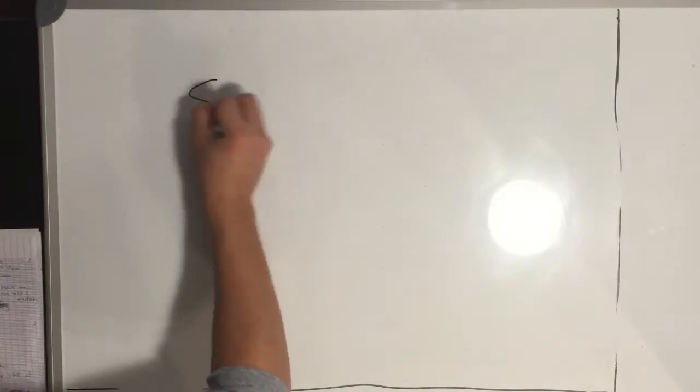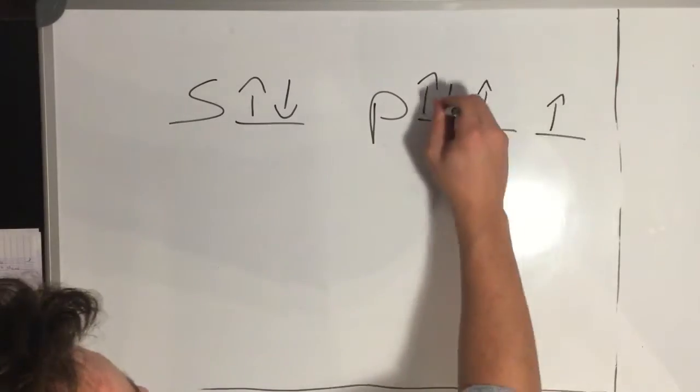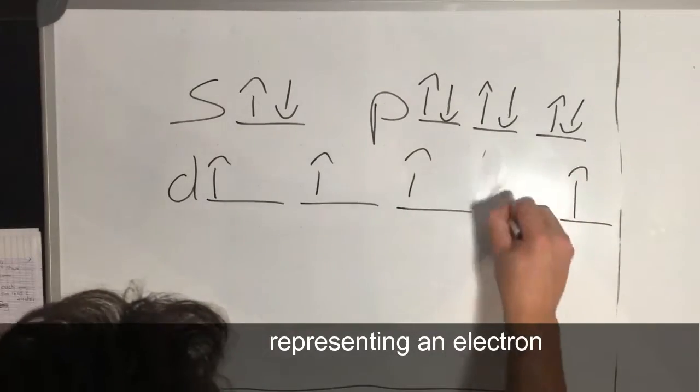These sublevels are written this way: the letter in front, which means the sublevel, and the arrow representing each electron. The line beneath represents an orbital.